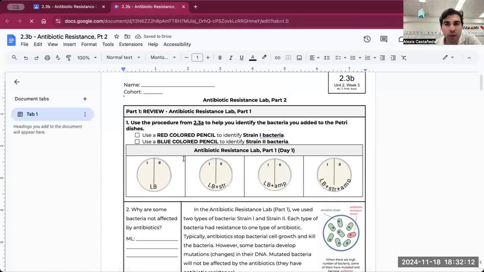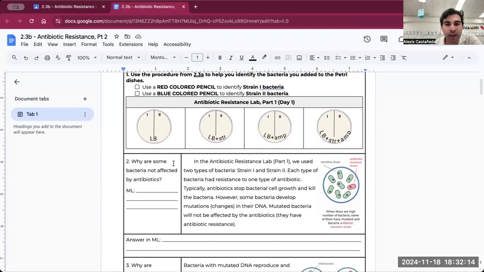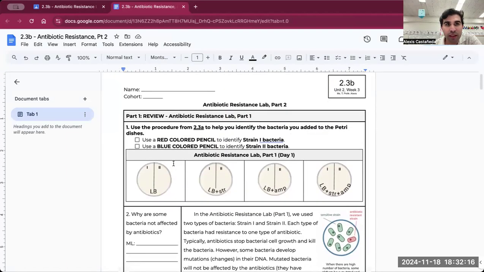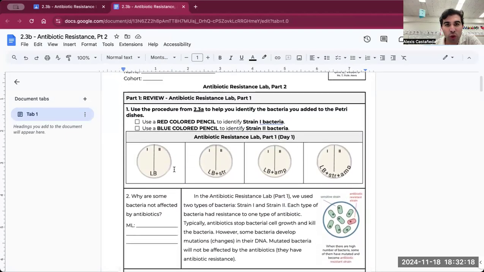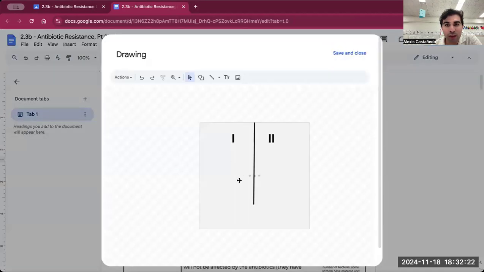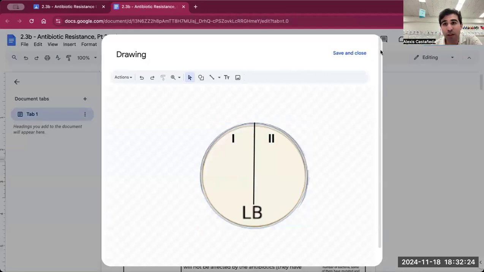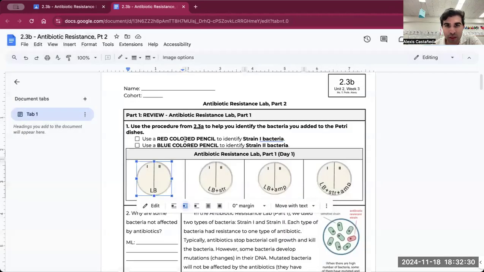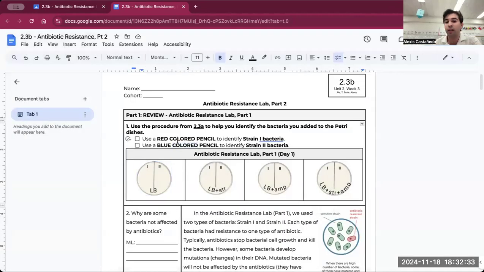So what we're going to do first is use the procedure from the other day, and we're actually going to draw on the paper that we have here, and label each of these with the bacteria that are on each part. You would use colored pencils in class. A red colored pencil and a blue colored pencil. The red colored pencil is going to be for strain 1 bacteria, and the blue colored pencil is going to be for strain 2 bacteria.